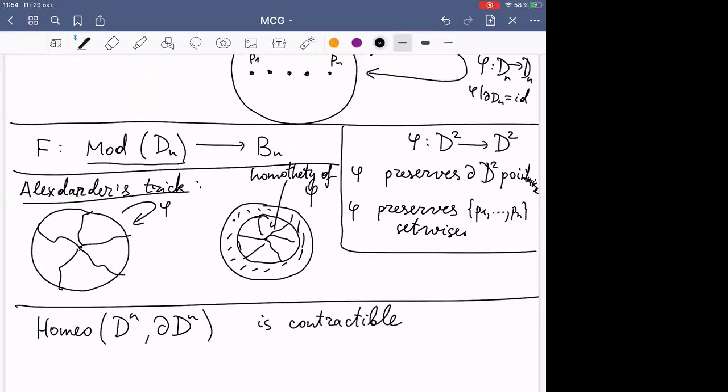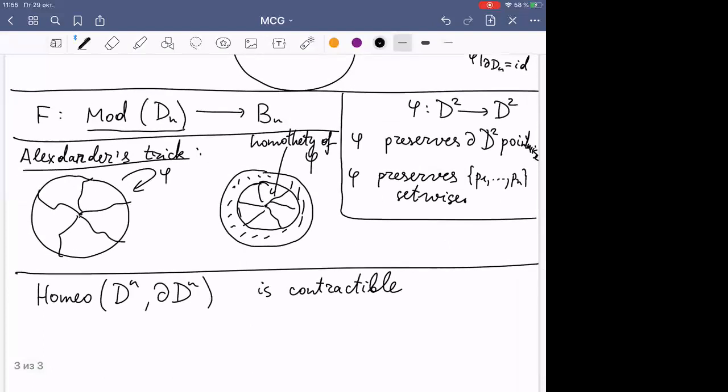Indeed, if in a topological space we have a canonical way to come from any point to the base point, then obviously this canonical way depends continuously on the original homeomorphism. So in fact, this is contractible.